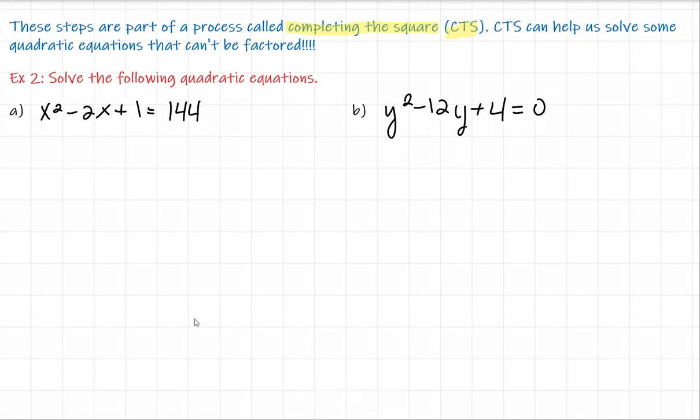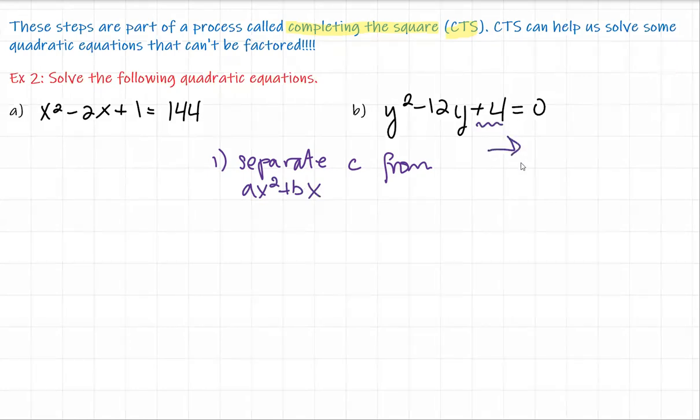So let's talk about steps. You're going to want to write these down as I go, because when we do part A, I'm going to erase them. So step 1, we're going to separate C from ax squared plus bx. So take the constant term and push it away from the ax squared plus bx part.